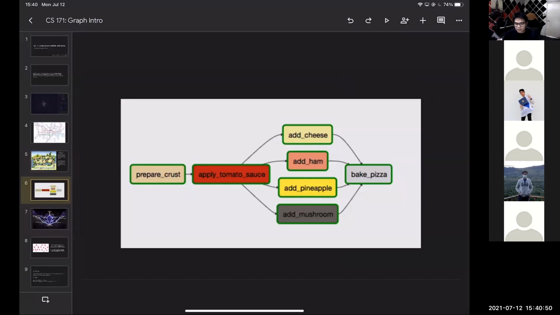When I say directed acyclic graph, it means its edges have direction. You can't go back from baking a pizza here in the end and then apply tomato sauce. There's a sequentiality to how you traverse the graph, and that's why it's called a directed graph. Acyclic basically means that there are no cycles. So the prefix a and cycle basically tells you that there cannot be any cycles in this graph.